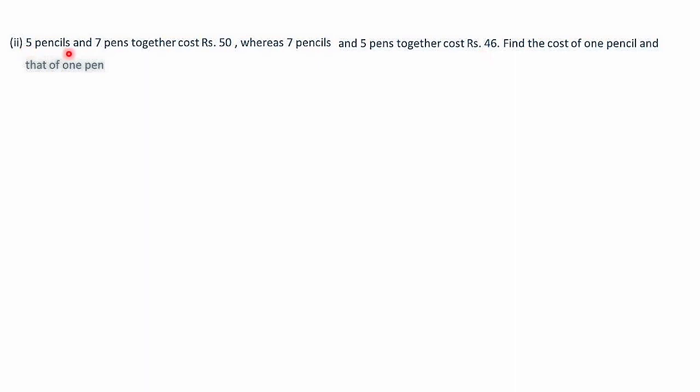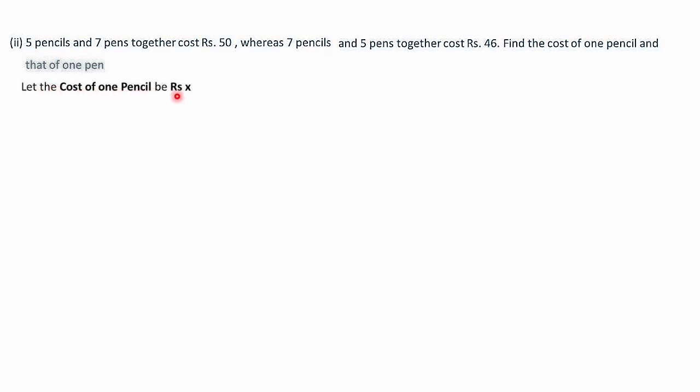Here 5 pencils and 7 pens together cost rupees 50. The cost for 5 pencils and 7 pens is rupees 50. And again 7 pencils and 5 pens together cost rupees 46. If you buy 7 pencils and 5 pens together, you have to pay rupees 46. We are asked to find out the cost of one pencil and that of one pen. So our assumption is quite clear here: cost of one pencil and cost of one pen. So let's go for assuming those things.